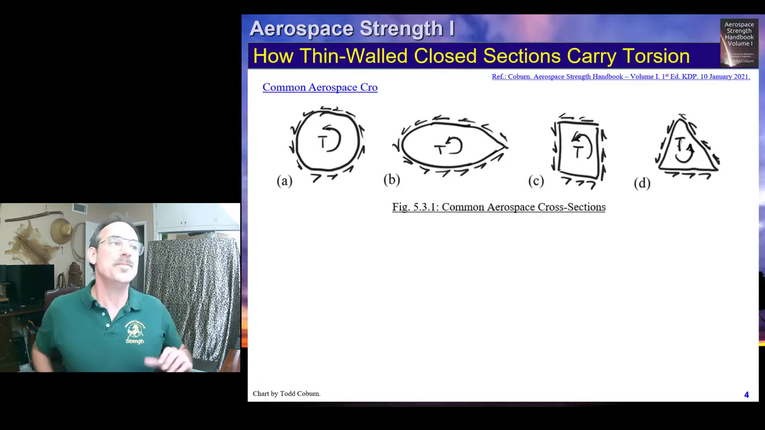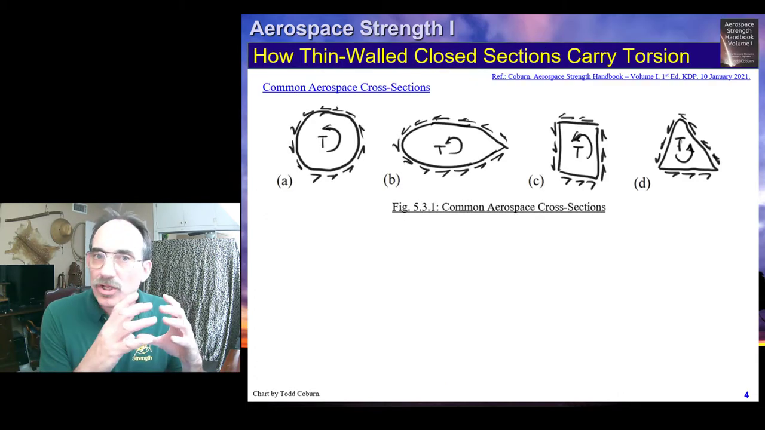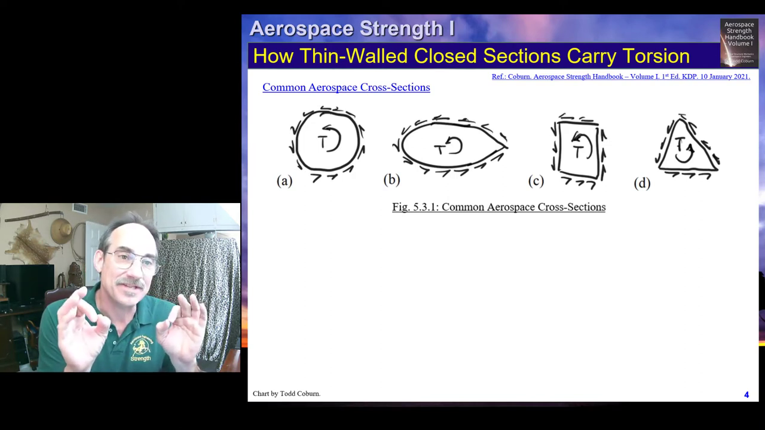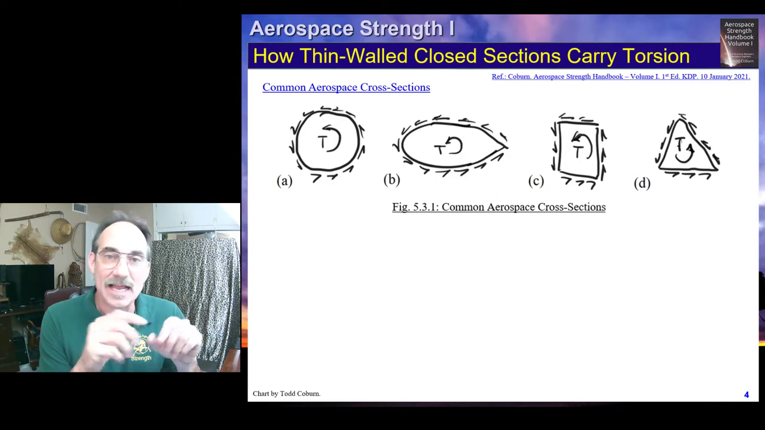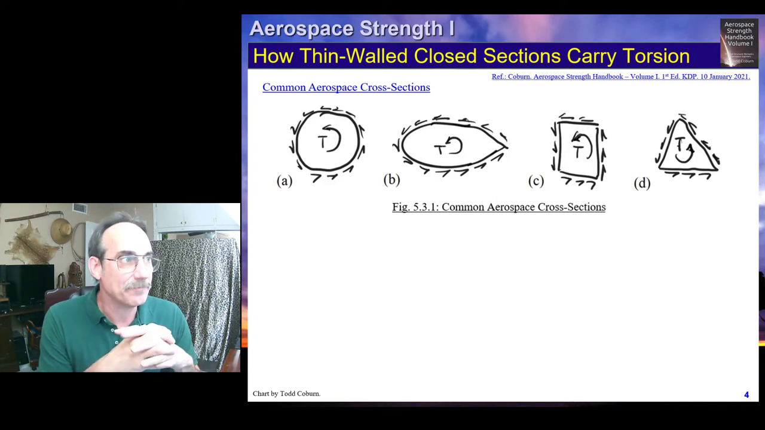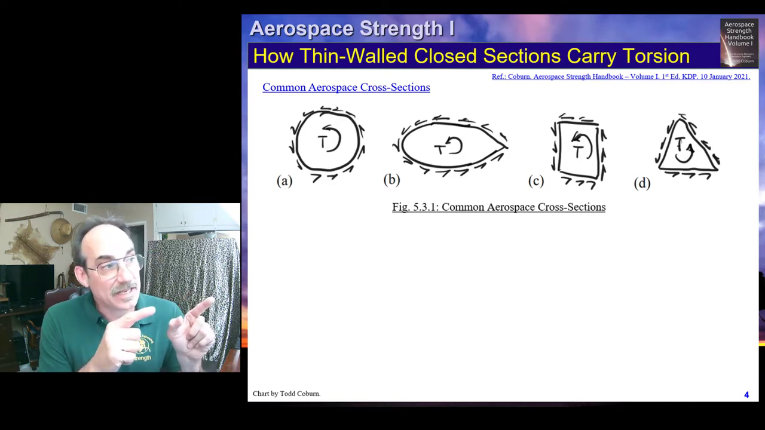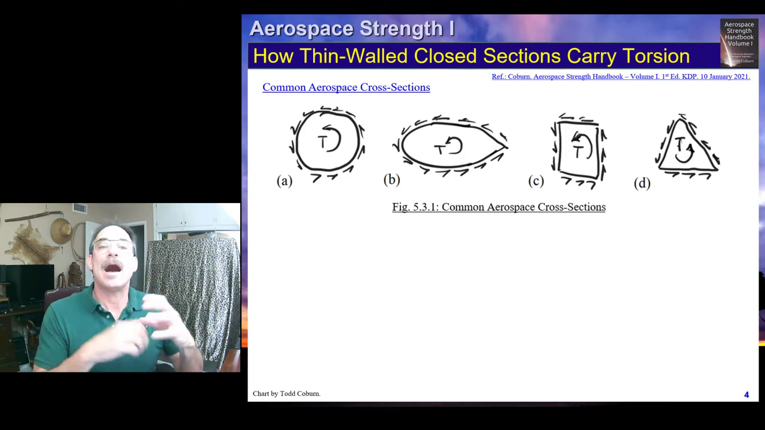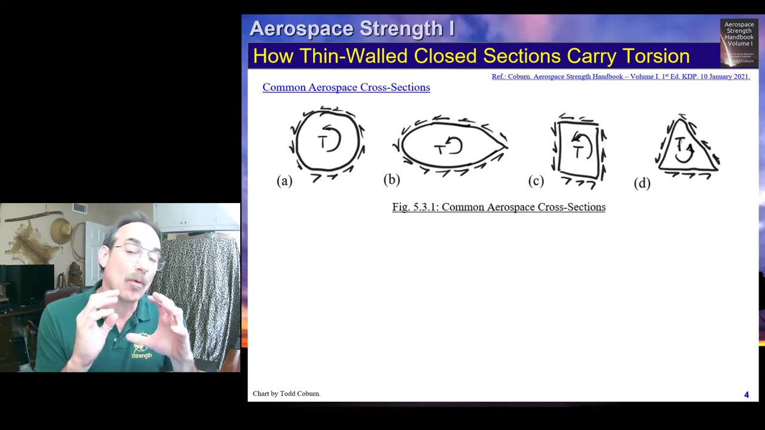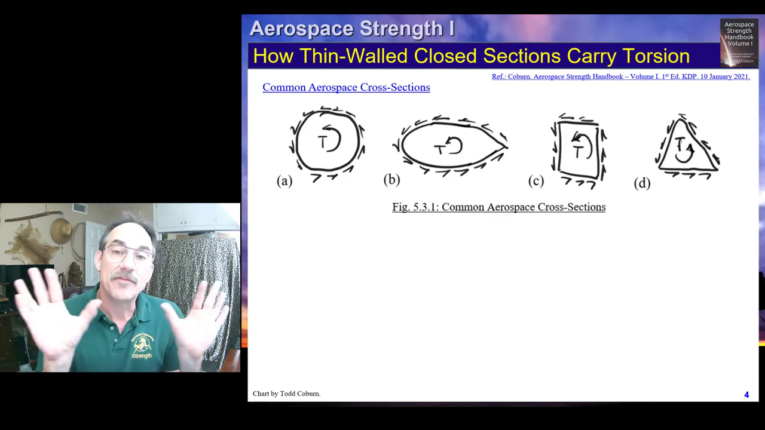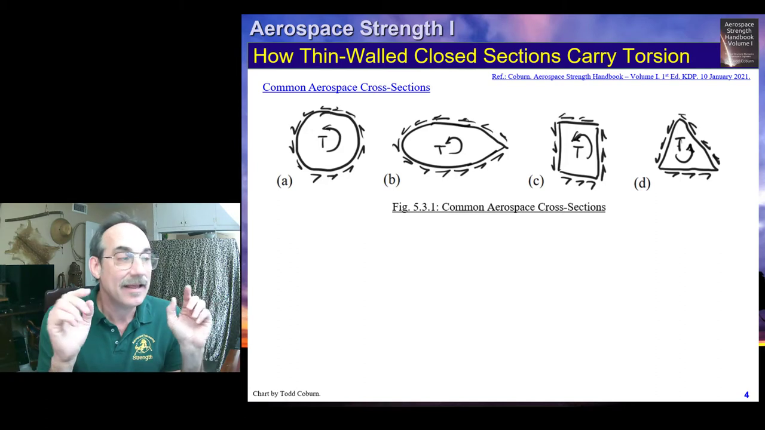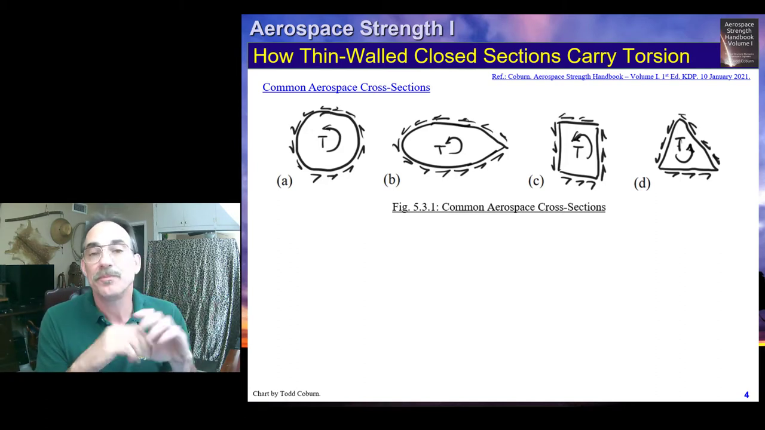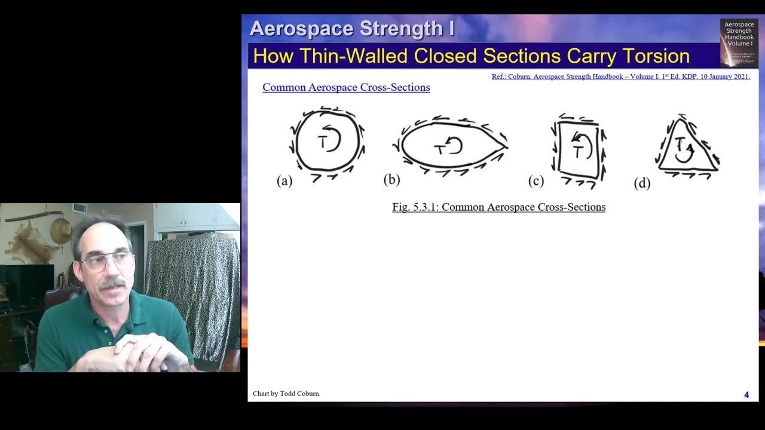Now, when we get to thin-walled closed sections, we're going to learn some approximate methods that will allow us to analyze these rapidly. If we have a round section like we see here in figure A, then we could have used our round section method. But if the walls are sufficiently thin, and if our section is closed, then we can use the thin-walled closed section method.